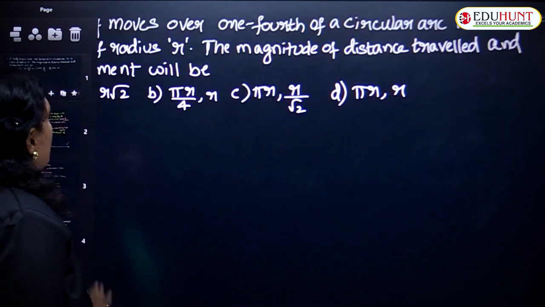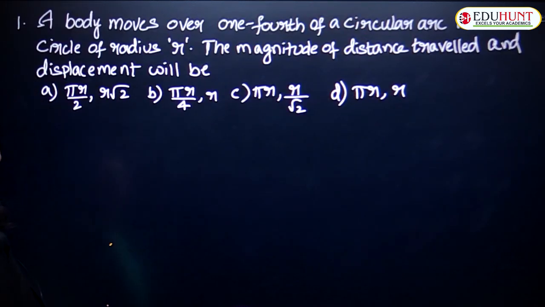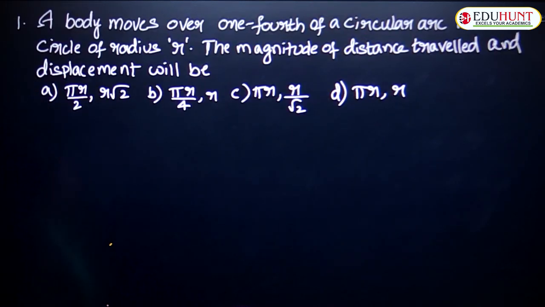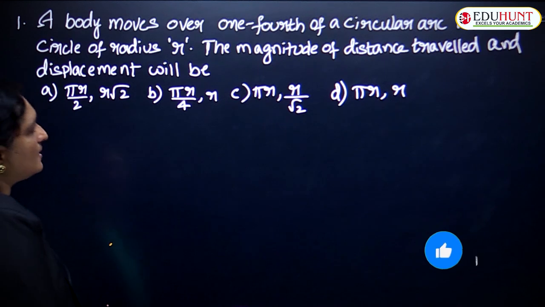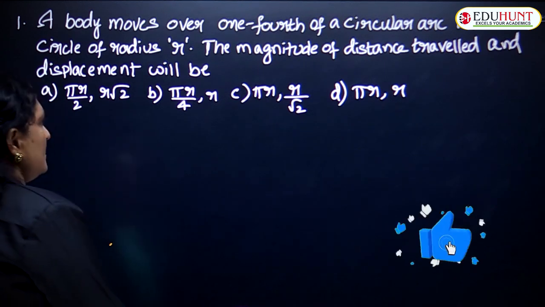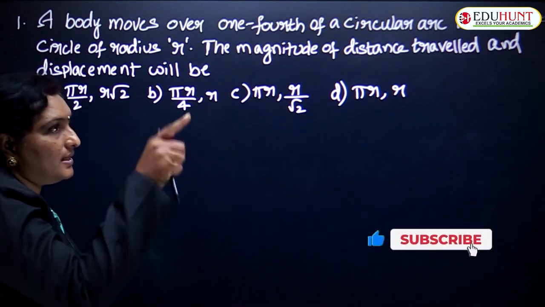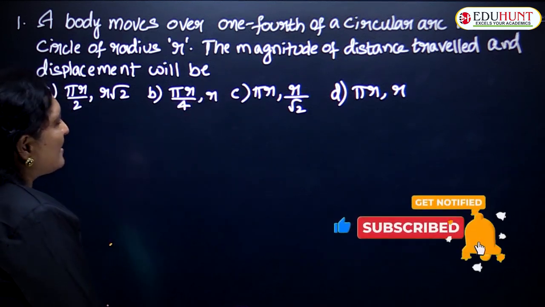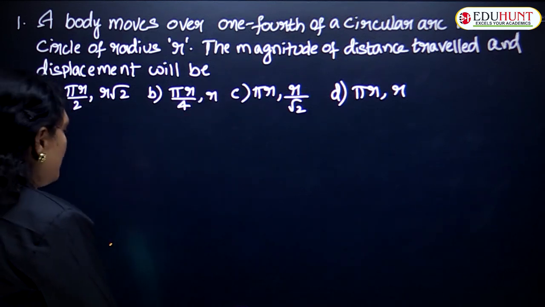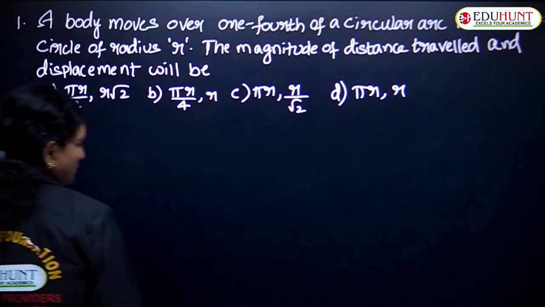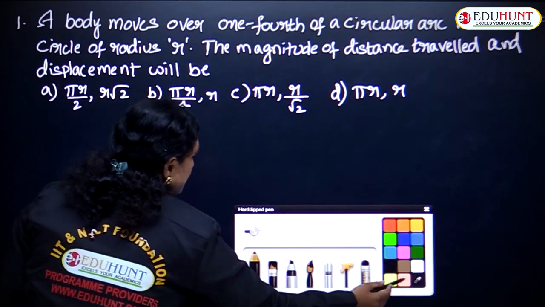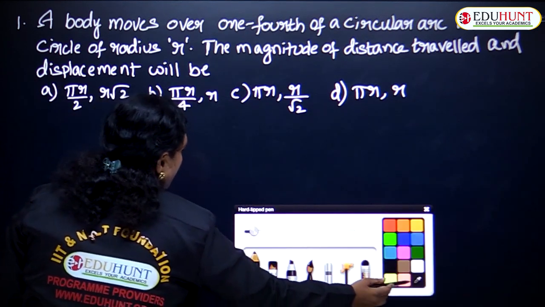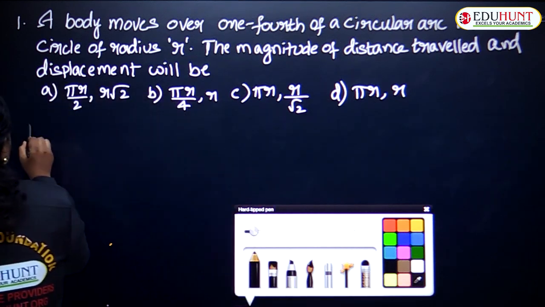So first question: a body moves over 1/4 of a circular arc in a circle of radius r. So a circle is there, and in that circle the body is moving in a circular arc. The magnitude of the distance travelled and displacement will be. Here, you are asked to find the distance as well as displacement covered by the body. So, solution.